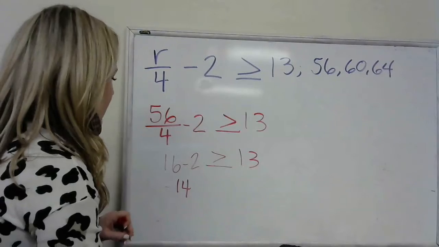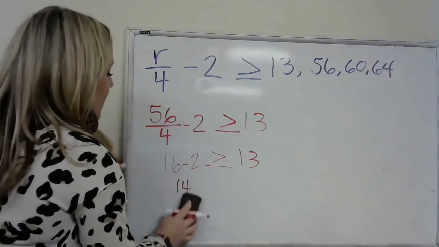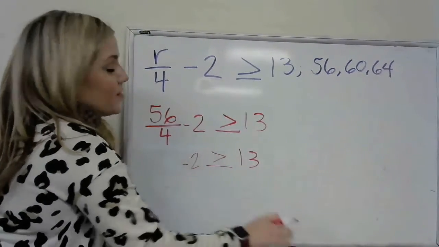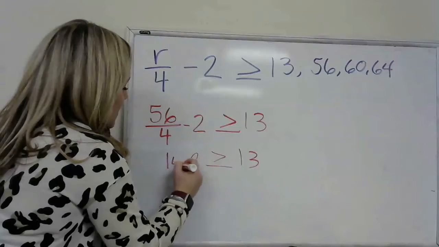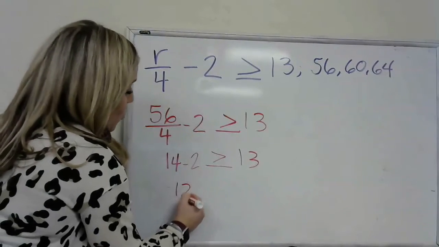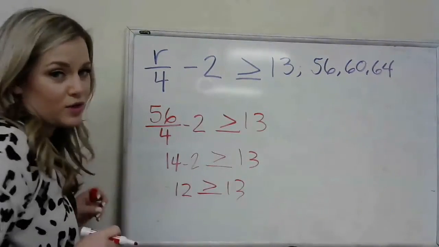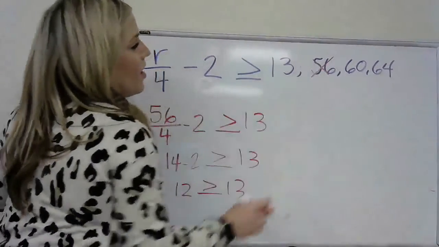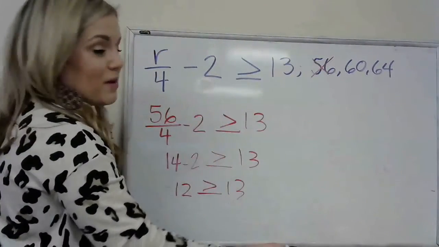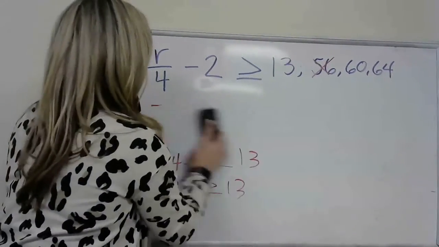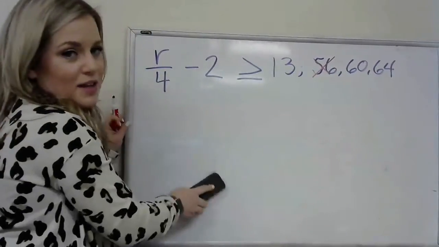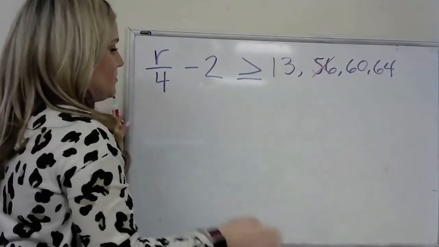Did I do that right? I did it wrong. It's supposed to be 14. Sorry. Sorry, guys. So 14 minus 2 is 12. And 12 is not greater than or equal to 13. So 56 is not a solution. I bet some of y'all are screaming at the computer. Miss Mitchell, you put in the wrong number. I know. I'm sorry. I apologize. Okay.